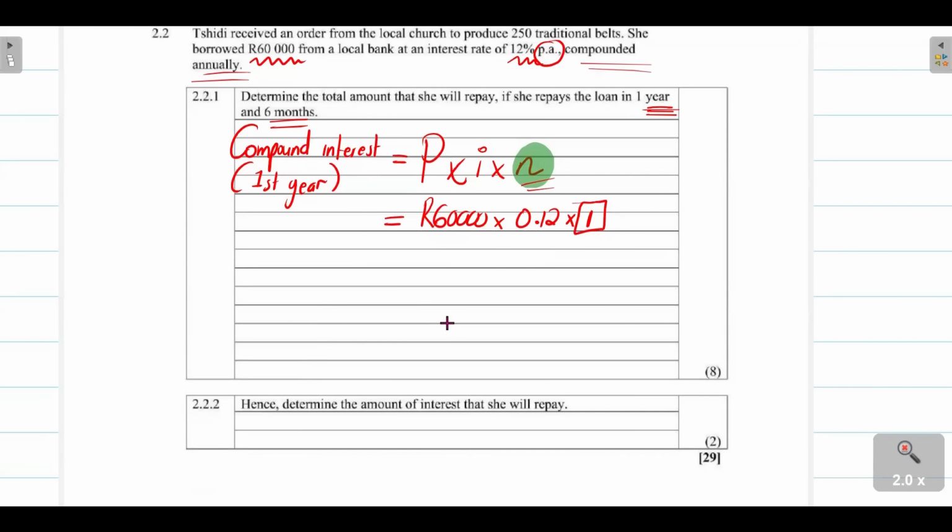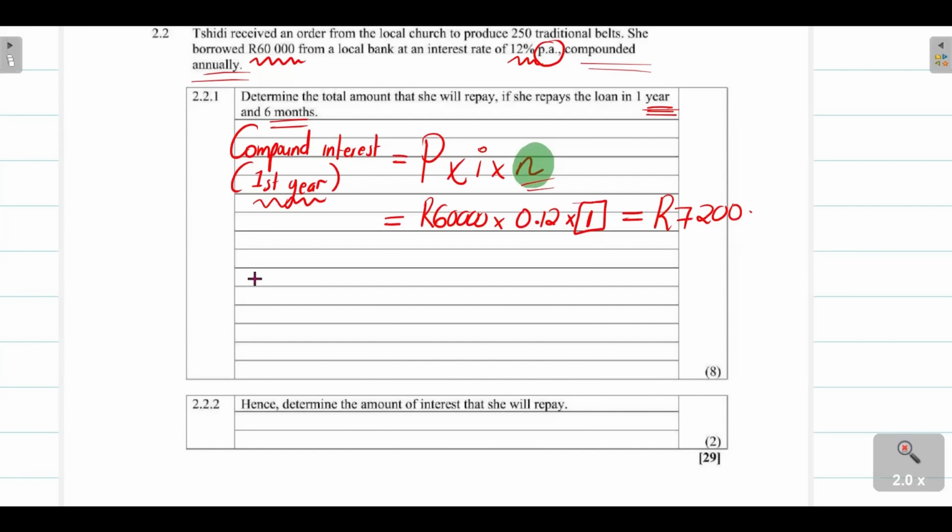So if you take the 60,000 multiplied by 0.12 multiplied by 1, you'll see that the interest that UTD is charged in the first year is 7,200. This is a lot. So 7,200 is the compound interest that she will be charged in the first year.